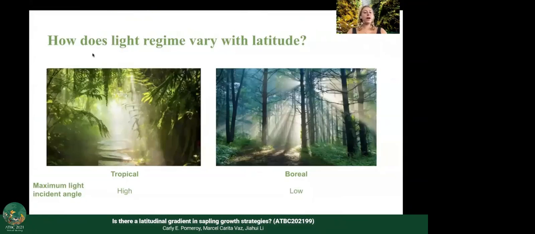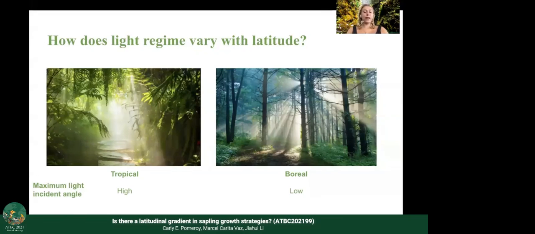So I'm going to start out with talking about how light regime varies with latitude. As you can see in this picture on the left, in the tropics, light comes at a 90-degree angle, and in boreal forests on the right here, you can see that there's a lot more lateral light available in the understory, which greatly affects sapling growth habits.